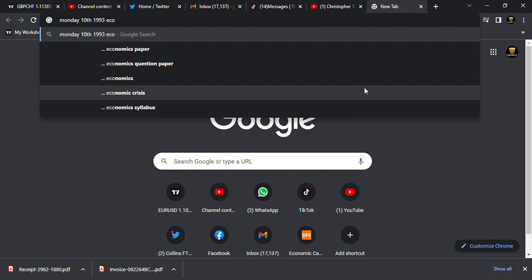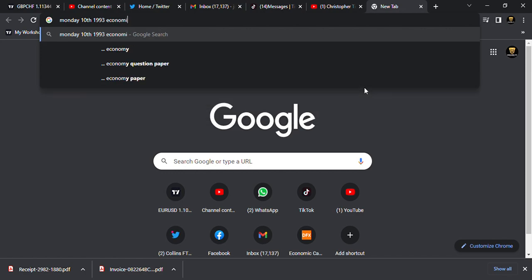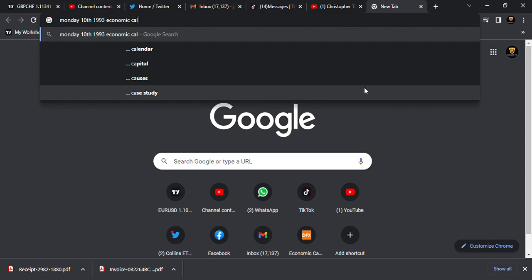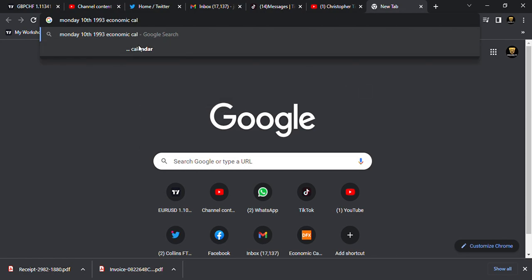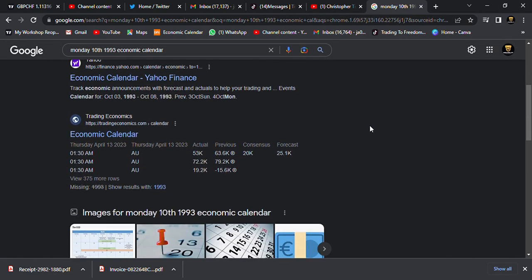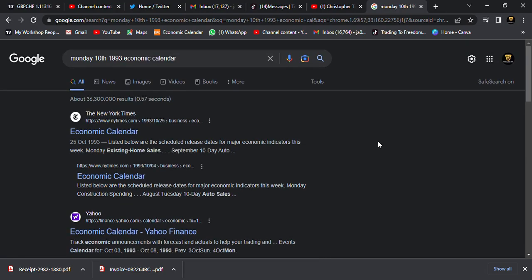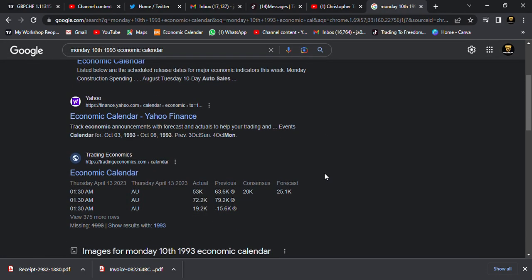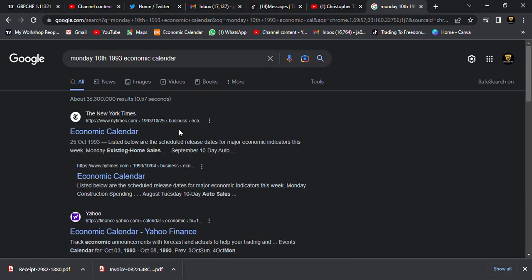economic calendar. So fundamentals, guys. So this also goes with fundamentals. And so Monday 10, that was Monday 10. Okay, actually it's gonna take some time. Let's see.